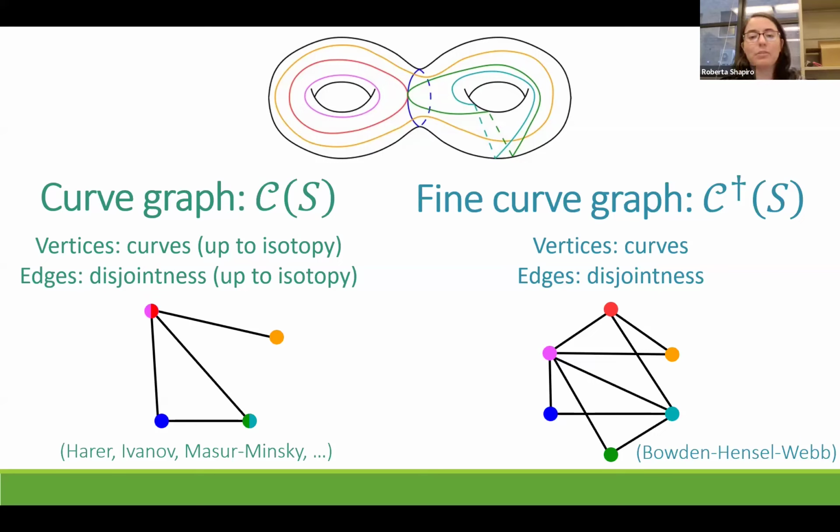The fine curve graph was first introduced by Bowden, Hensel, and Webb in the case where vertices were taken to be smooth curves, and they used the fine curve graph to prove that Diff_0 of a surface is not uniformly perfect, which is very different from Diff_0 of manifolds of dimensions other than 4, because we still have no idea what happens in dimension 4.